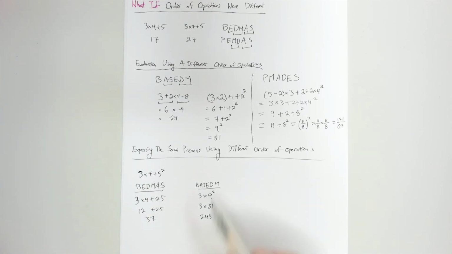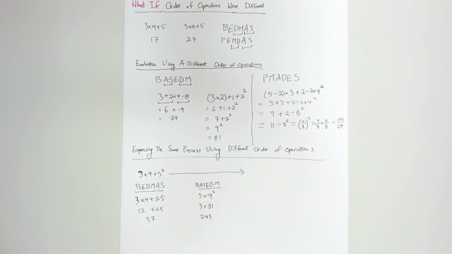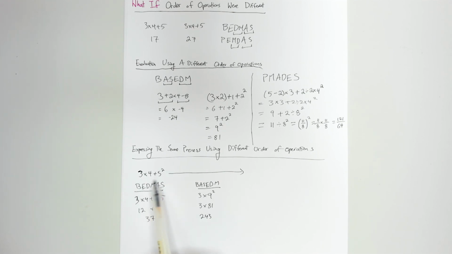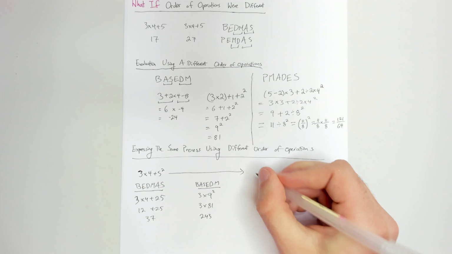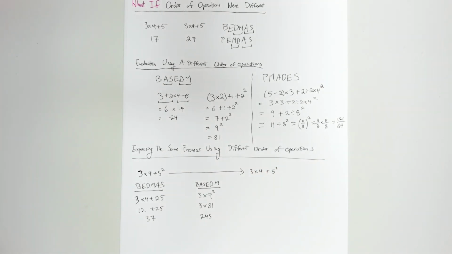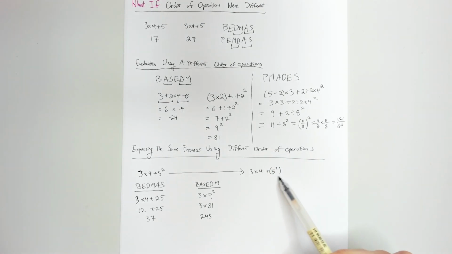The question is how can I rewrite this statement such that I actually get the same thing inside of the BASEM order of operations world? What do I mean by this? Here, we have to do the exponent first, then the multiplication, and then we add them. So how can I ensure that happens in the BASEM world? Well, we can use parentheses. If I want the 5 squared to happen first, I can put parentheses around the 5 squared. So now we actually have to do 5 squared before we do anything else.